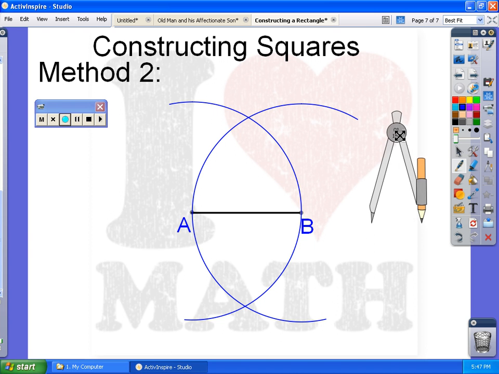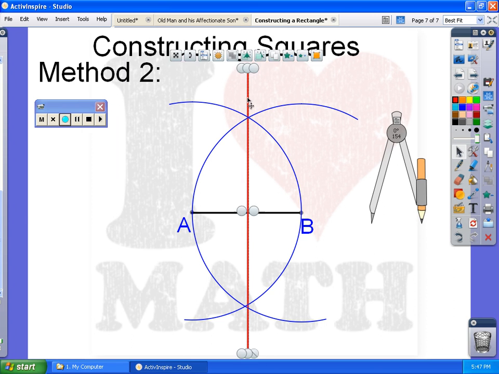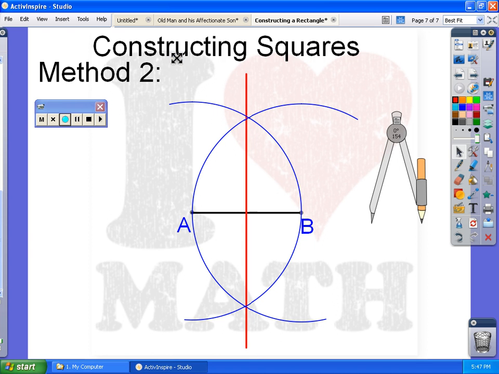Now that I've created my intersecting arcs, I'm going to use my straight edge to connect those arcs. Again, I want to make sure I'm as exact as I can be with those intersections. From here, I can tell that I've created a perpendicular line segment up from line segment AB. This is only the midpoint, does not form any of the sides of the square, but it will become important in just a few moments.